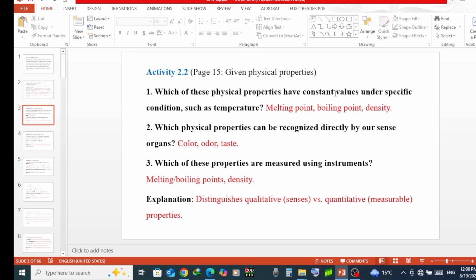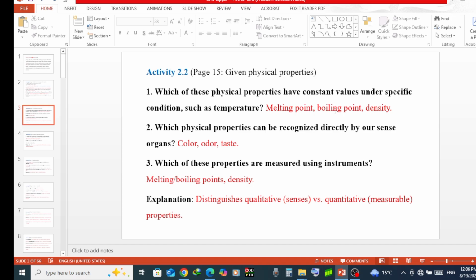To have constant values. From the given list in the question, melting point, boiling point and density will have constant values. For instance, the melting point of ice is 0 degrees centigrade. The boiling point of water is 100 degrees centigrade. The density of water is 1 gram per centimeter cube. Therefore, these are constant values under a specific condition.